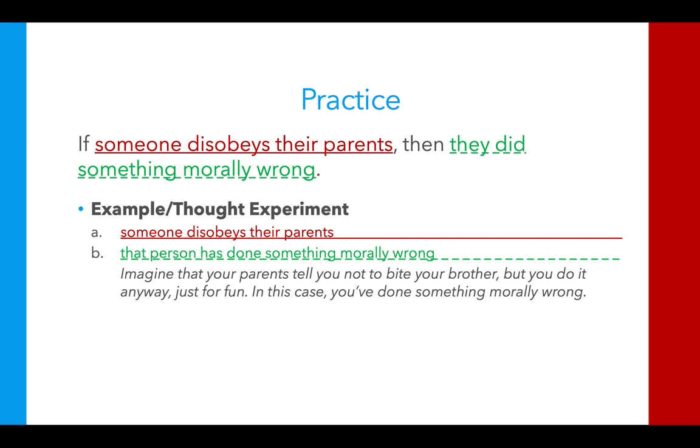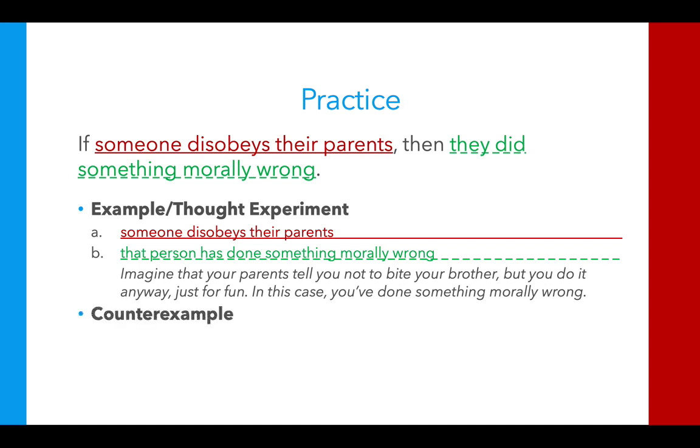Here's one example that I came up with, right? Imagine your parents tell you not to bite your brother, but you do it anyway, just for fun. In this case, you've done something morally wrong, right? So here you've disobeyed your parents, you've done something morally wrong. That suggests that maybe every time you disobey your parents, it's wrong.